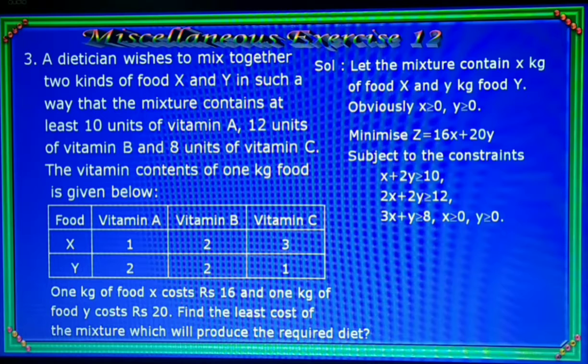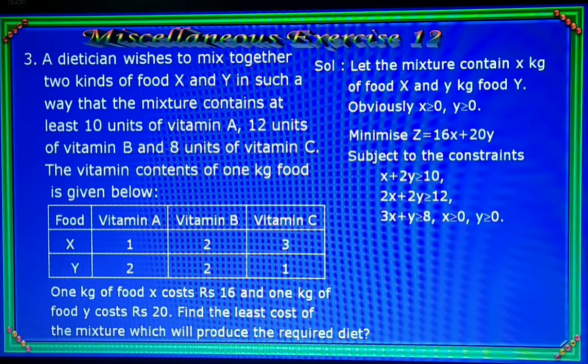x plus 2y, that is vitamin A content, is greater than or equal to 10. Why we are taking greater than or equal to 10? Because they have told mixture contains at least 10 units of vitamin A.